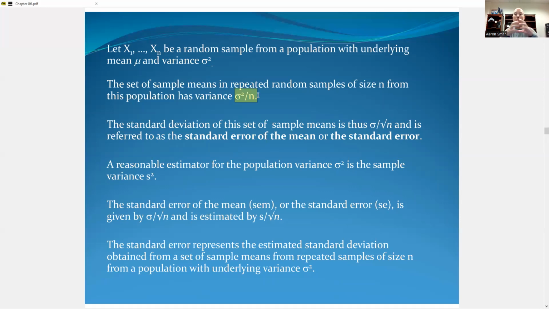So variance is my measurement of spread. Well, here you can see I'm dividing by n. So if I had a sample size of 10, I've decreased the variance to 1/10 of what it was for the original data. So this is a huge decrease in variance. The standard deviation of this set of sample means is thus the square root of the variance and is referred to as the standard error. So when you see standard error, that's going to be the standard deviation of an estimate.